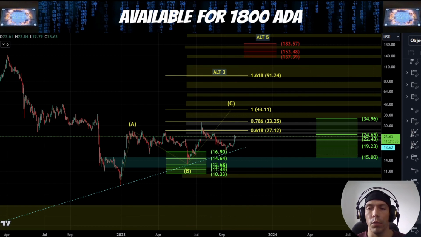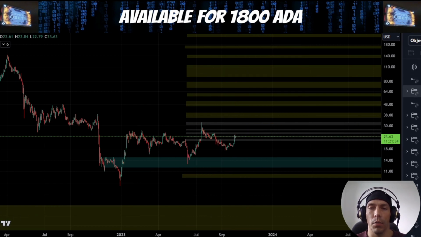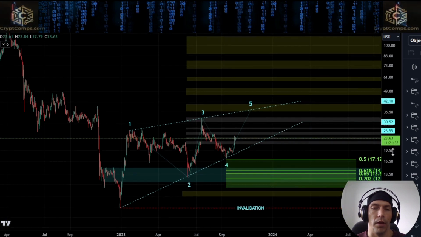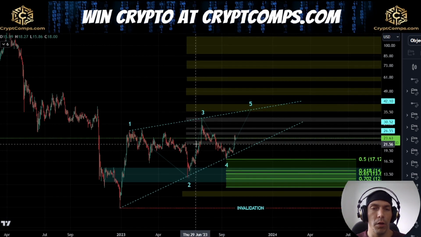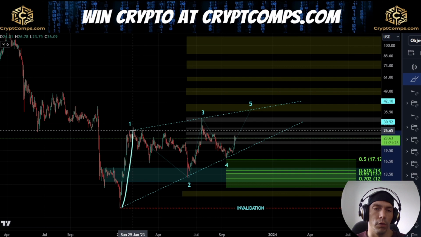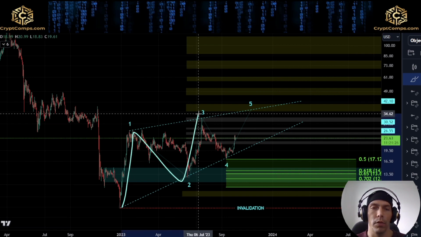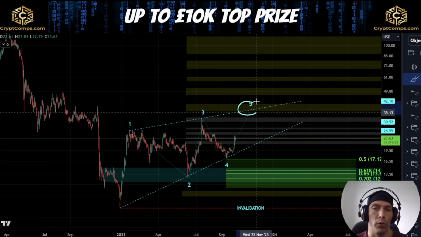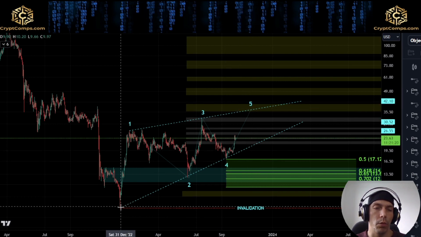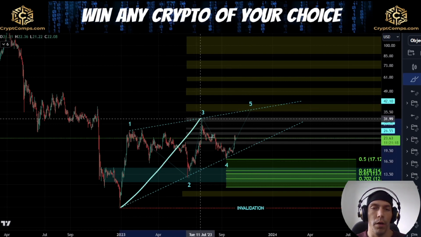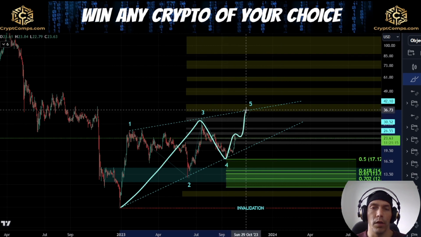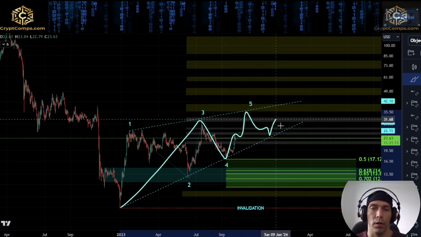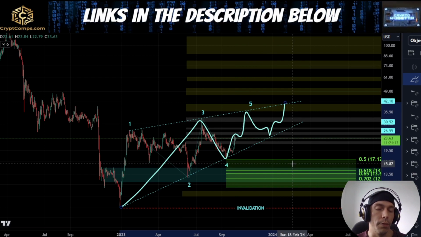The other way that we could see this play out is that we could actually be forming something like a diagonal pattern here. There's two ways we can look at this. We can either argue this is wave 1, this is wave 2, this is wave 3, 4, and we're looking for a 5-wave move for this wave 5. Or alternatively, we could argue that this is 1, 2, and then we're going to see a zigzag here for a 3, zigzag down for a 4, and a zigzag up for a 5.